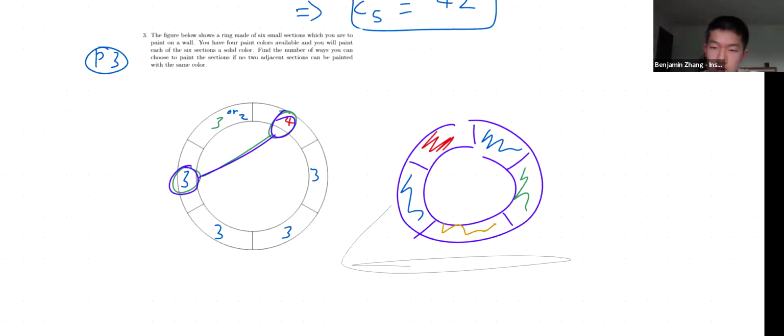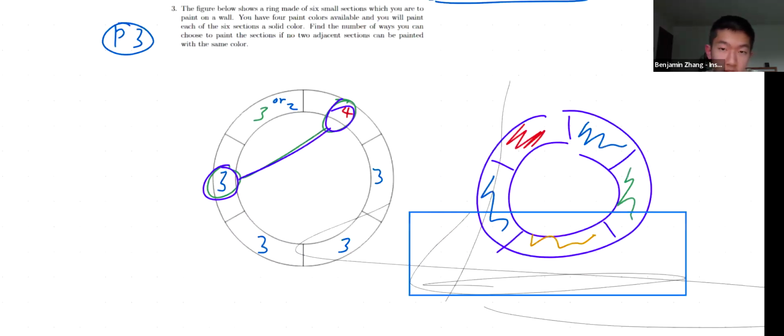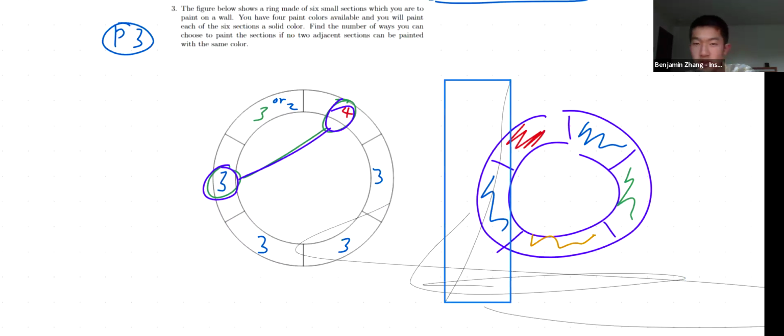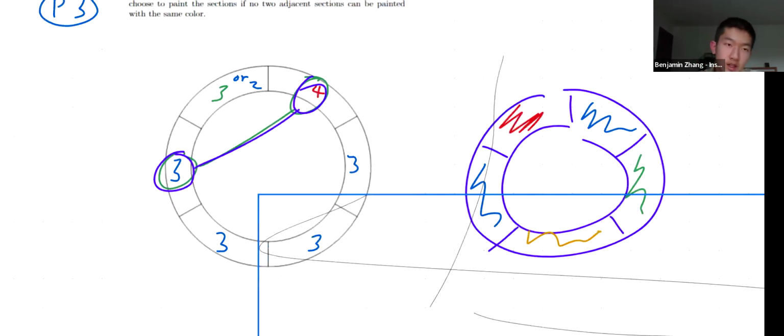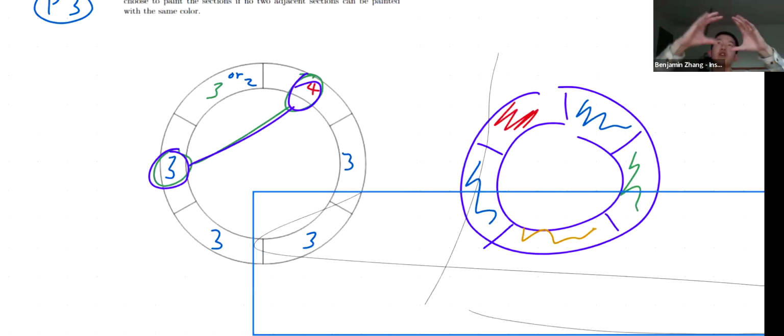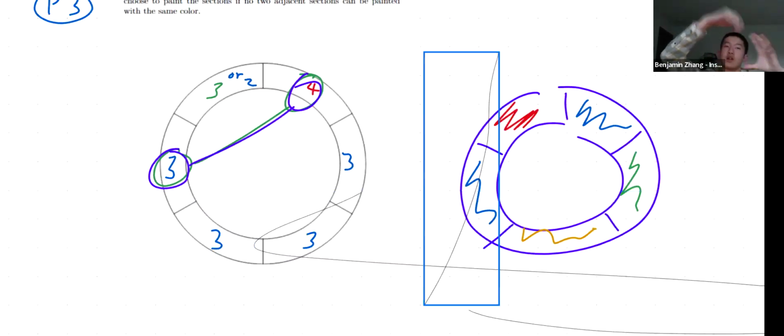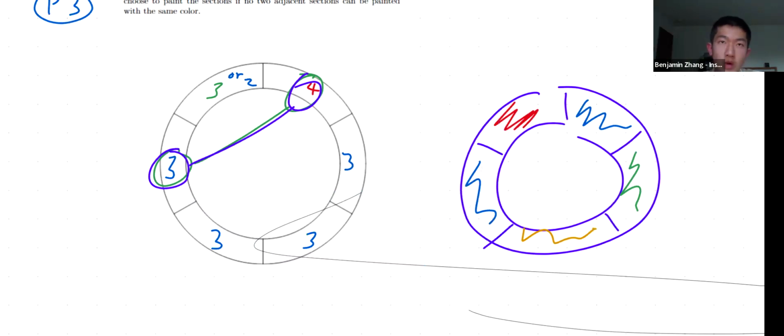Does anyone see it? Anyone? Let's see. I'll give you a moment to think about this. You want a 5 ring and you want to add 1 more section in order to make it a valid 6 ring. So there are actually quite a few ways you can do this. Actually, to be specific, there are 2 ways.